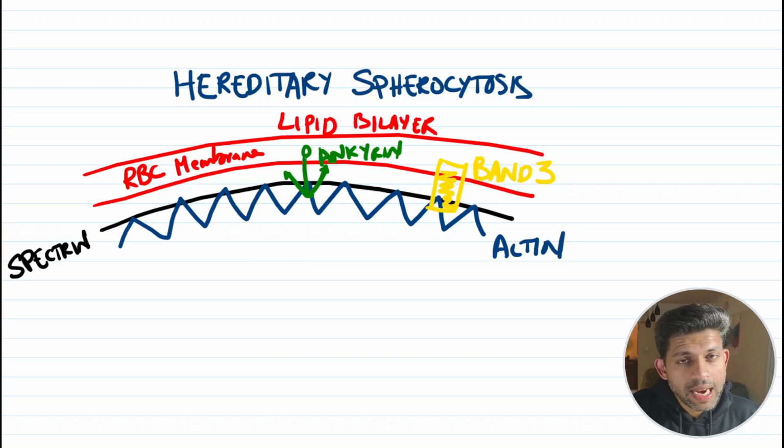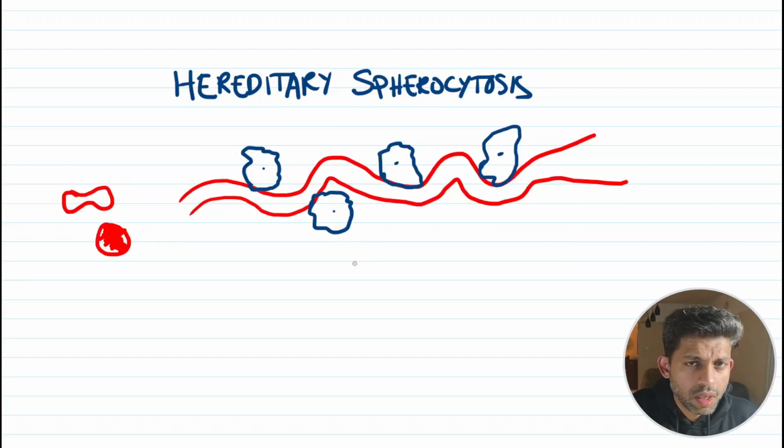So spectrin and actin are spread all across the membrane and it is anchored onto the membrane with the help of ankyrin and band 3. Defect in any of these proteins can lead to membrane defect and hereditary spherocytosis. Now let's see what happens in the spleen.